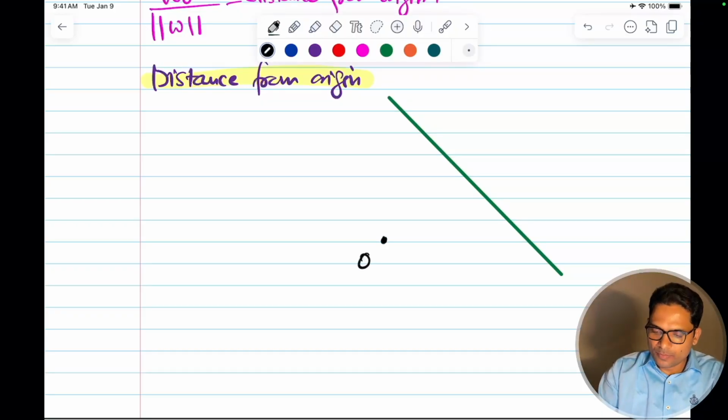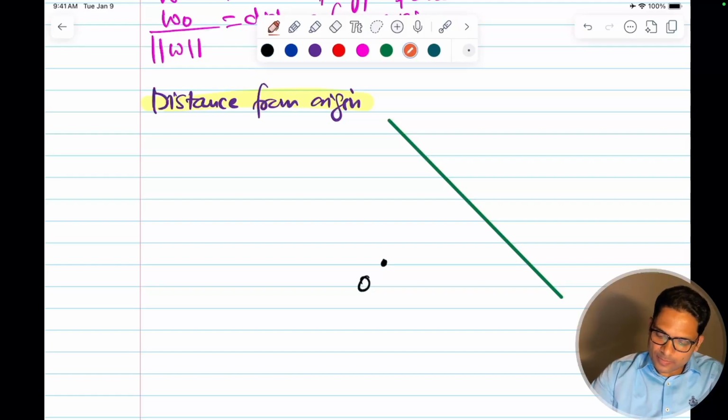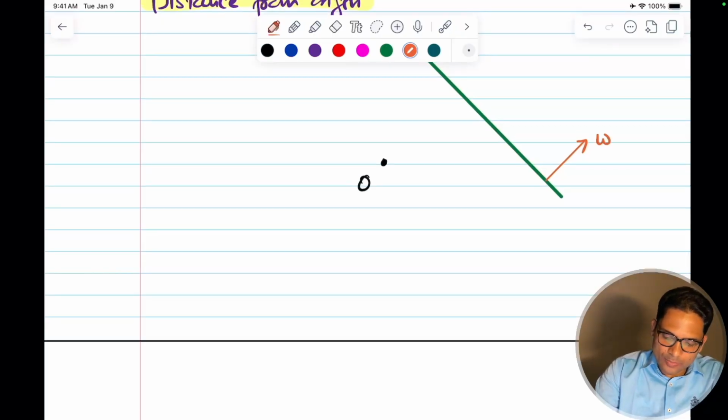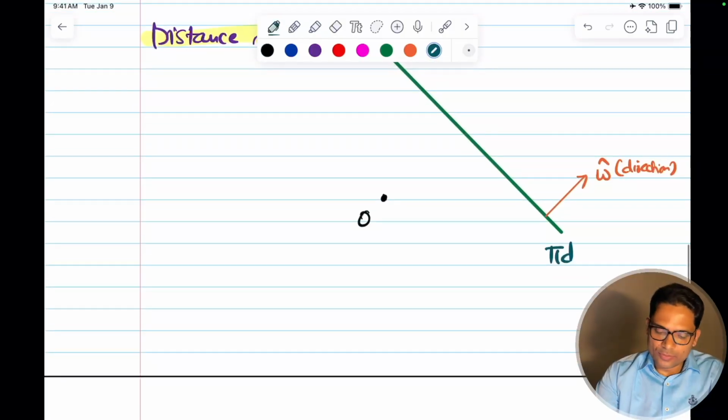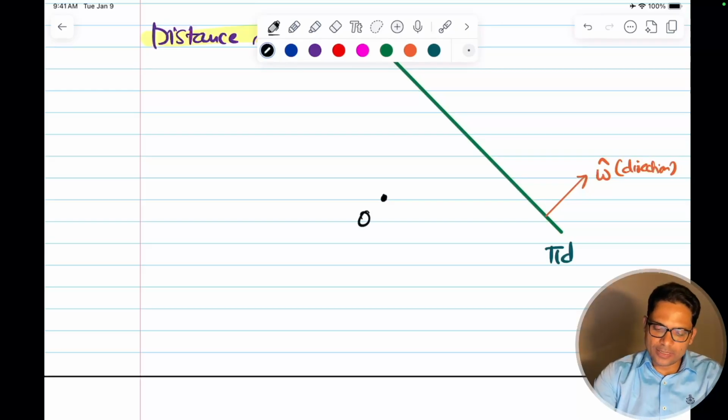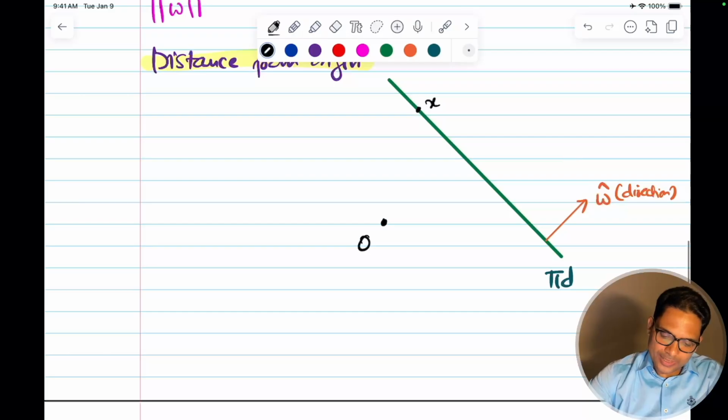And the direction of the hyperplane is like this, in this direction. So this is your W unit vector. This is the direction of the hyperplane. This is nothing but my pi d. This is the plane. Now say there is any point x. I have taken any point, this is x on the hyperplane. So what will be this distance?